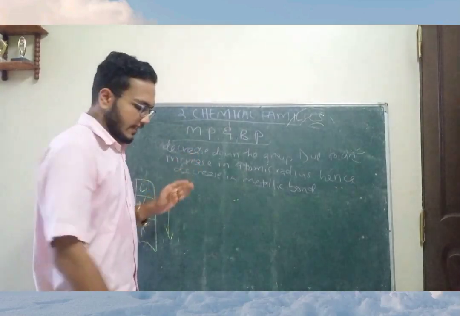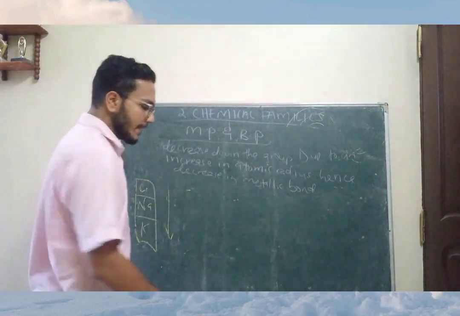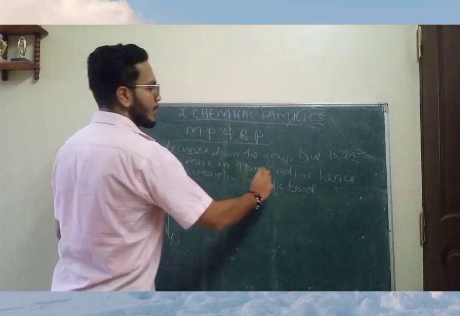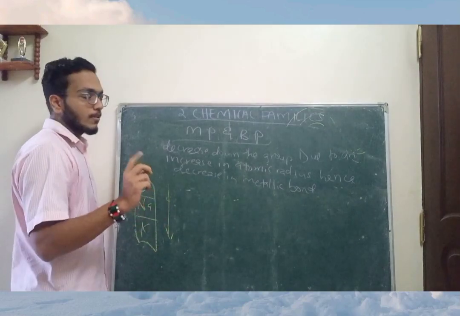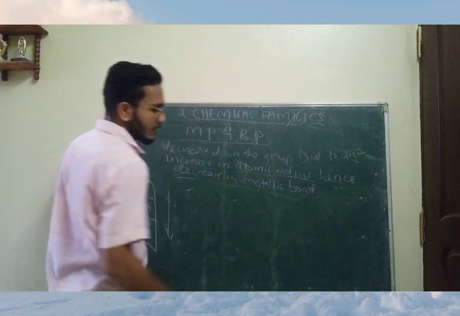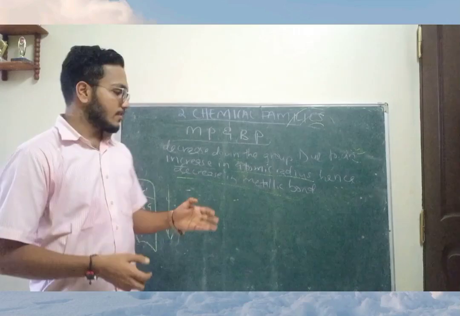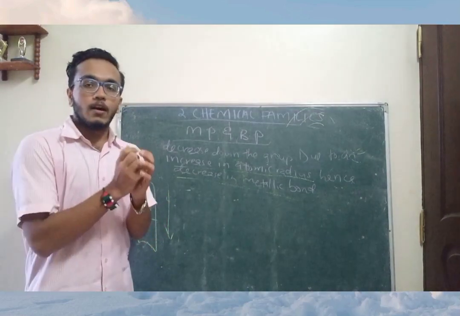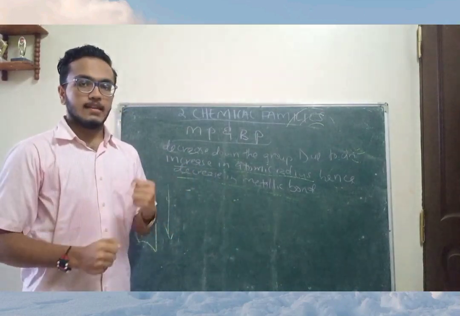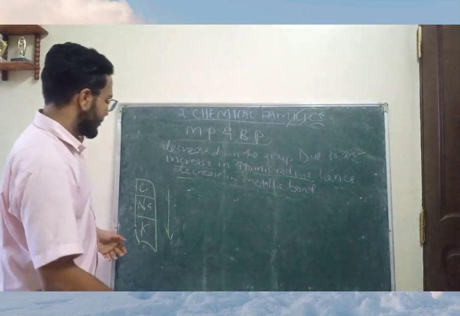Our next area is melting and boiling points. MP and BP stand for melting and boiling points. Melting and boiling points decrease down the group due to an increase in atomic radius, hence decrease in metallic bond. Mind this, increase in atomic radius, hence a decrease in metallic bond. Metallic bond because the group 1 alkali metals are metals, so they have a metallic bond. Now when the atomic radius increases, the metallic bond decreases. Why? Because electrons are further away from the nucleus of the atom.